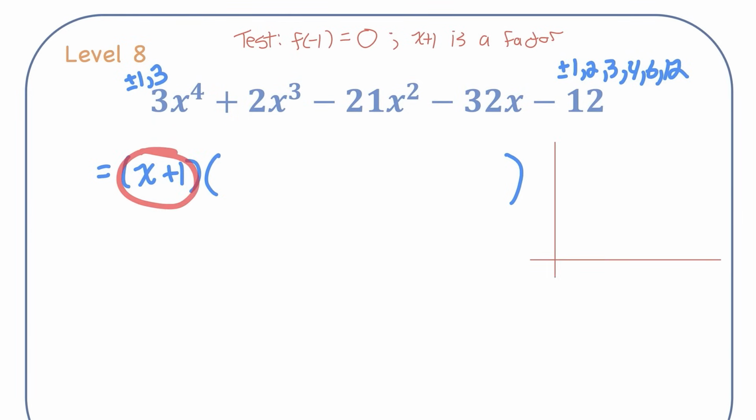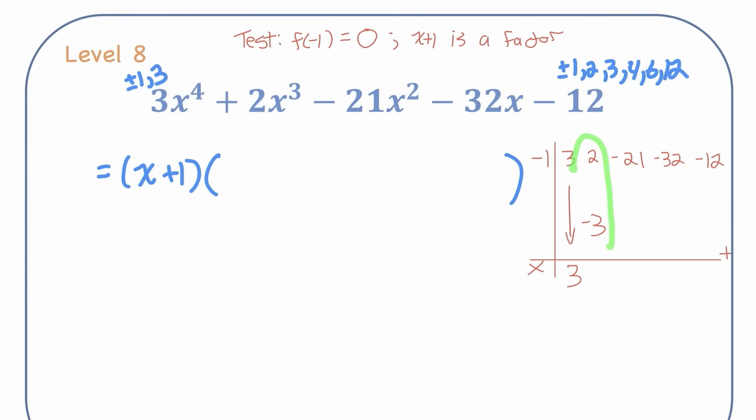The zero of the divisor would be negative 1, so I write that here. And then I just take the coefficients of each of my terms and write them up here. And then the synthetic division algorithm tells me to bring the first term down. I then find the product of negative 1 and 3, which is negative 3. And I then find the sum of that column. 2 plus negative 3 is negative 1. And then I just repeat that process.